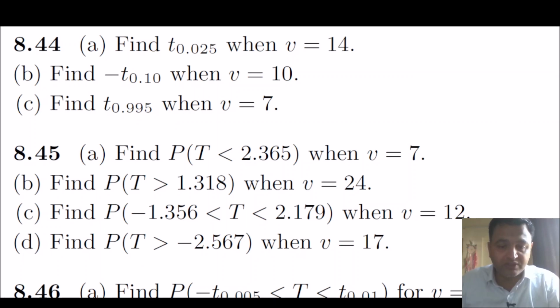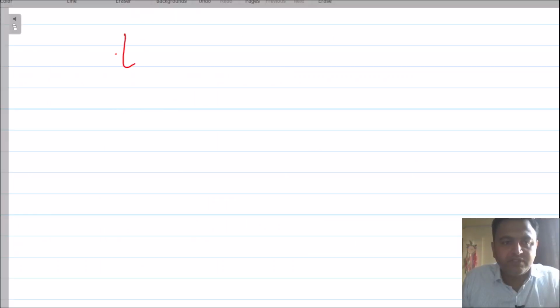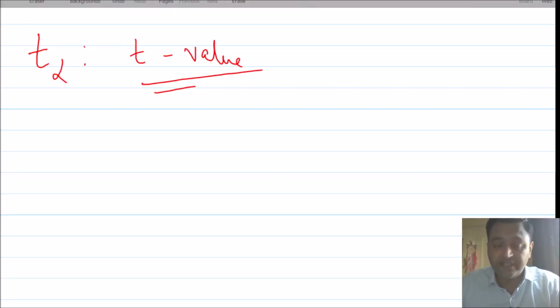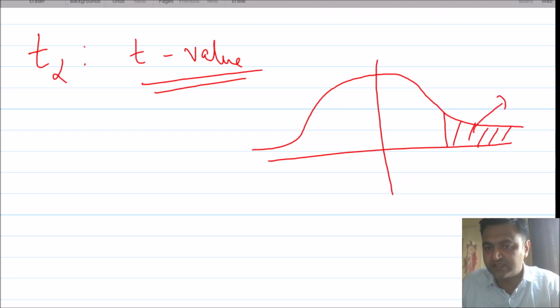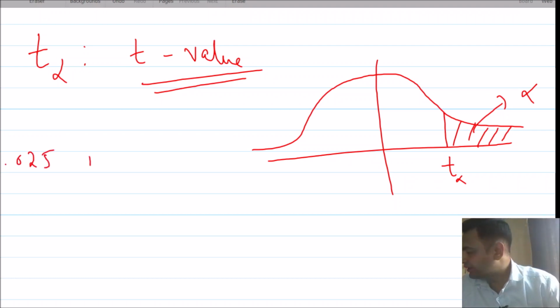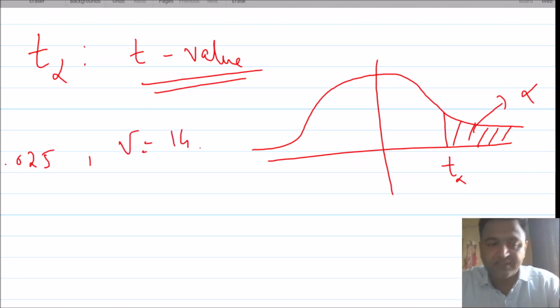Okay, because what is the notation? If you recall the notation, what does t alpha represent? It is the t value such that the area towards the right is how much? The area towards the right is alpha. This much area is alpha. And this we represent by t suffix alpha. So here you want to find t of 0.025. And what is the degrees of freedom? The degrees of freedom is nothing but 14. Okay, so now let's go to the table and try to see what is the answer.